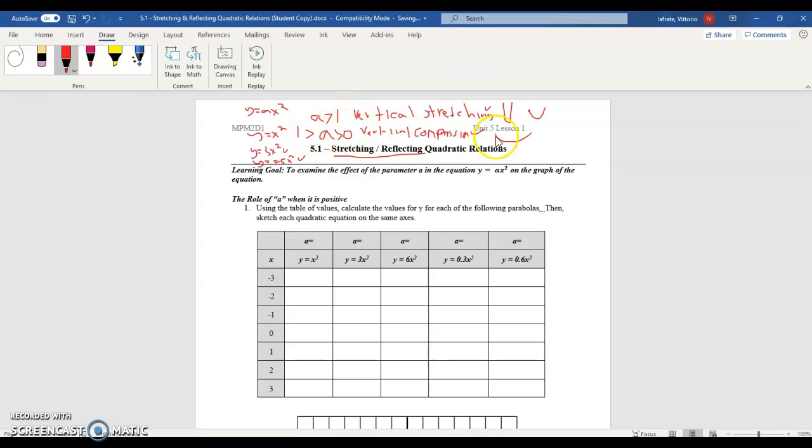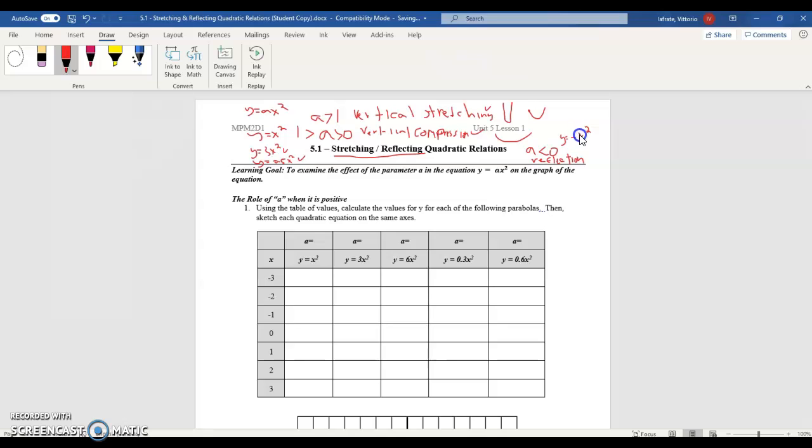Now as soon as you make your a negative, so let's say you have an a that's less than 0, for example y is equal to negative x squared, where a is negative 1 in this case, we have a reflection. The parabola flips. It no longer opens from the top if it was positive before. Now it opens from the bottom.